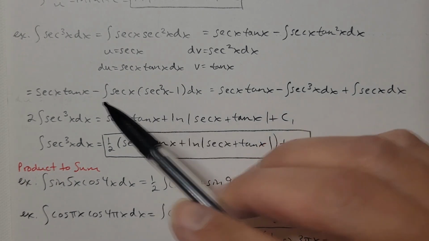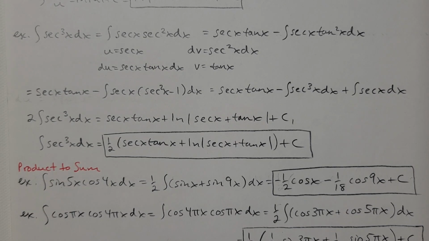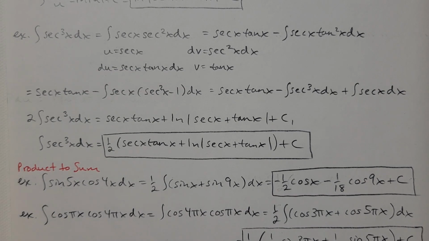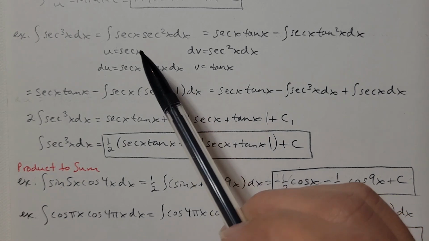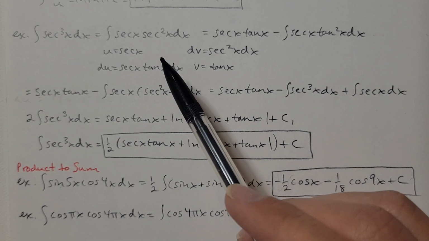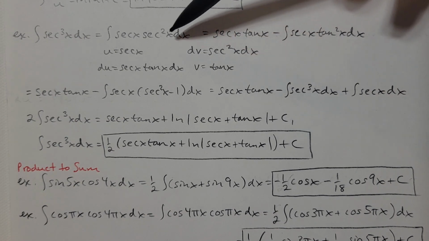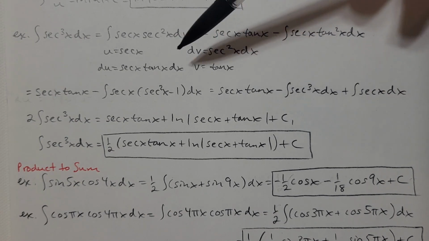So yeah, let's find the antiderivative of secant cubed x. Well, the first thing is we need to split up a secant x from those terms. So we have secant x times secant squared x dx, and now the option here is to use integration by parts. If we let u be secant x and dv be secant squared x dx, that's going to be the correct setup that we'll need.